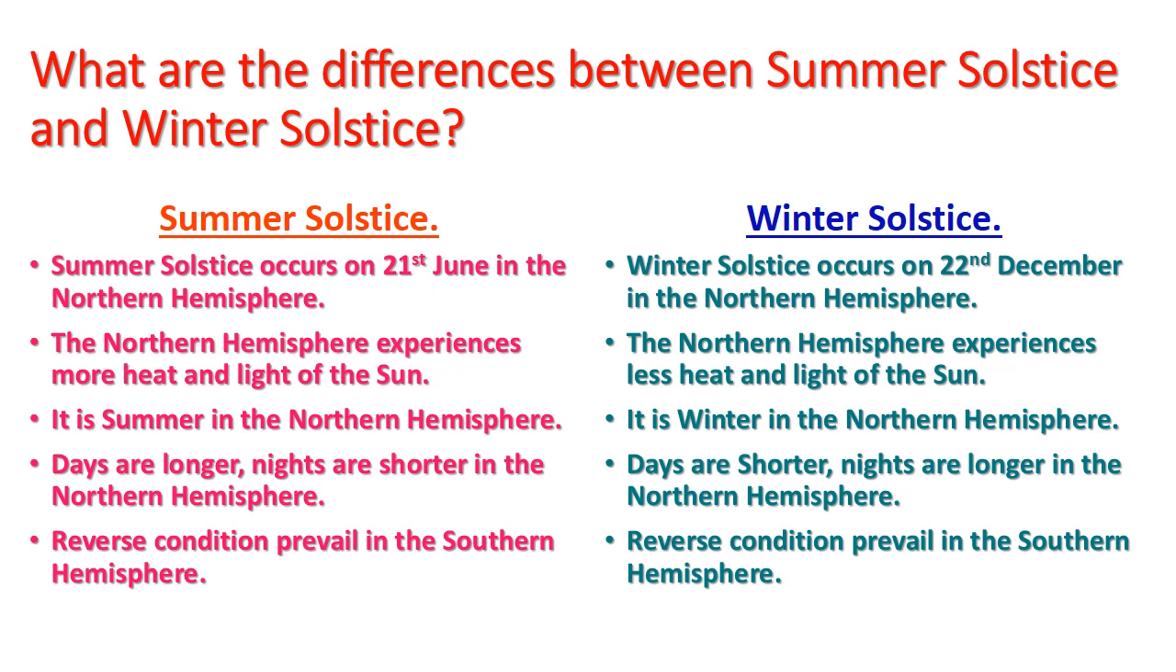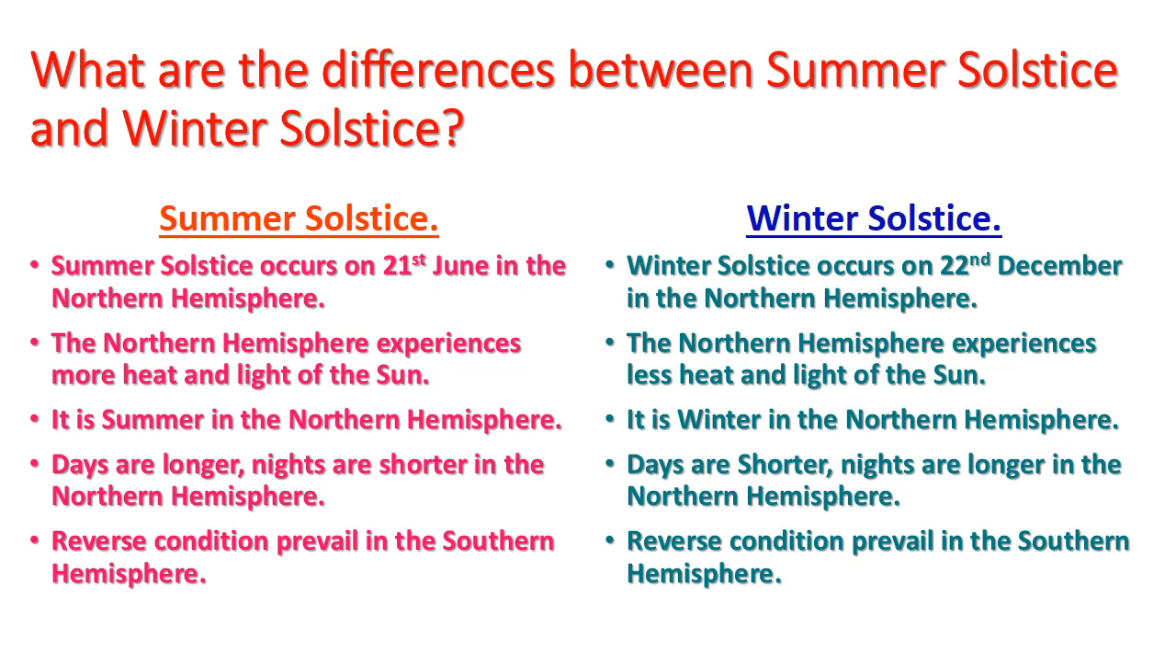On 21st June, days are shorter and nights are longer in the southern hemisphere. On 22nd December, days are longer and nights are shorter in the southern hemisphere. On 21st June, it is winter in the southern hemisphere. On 22nd December, it is summer in the southern hemisphere.